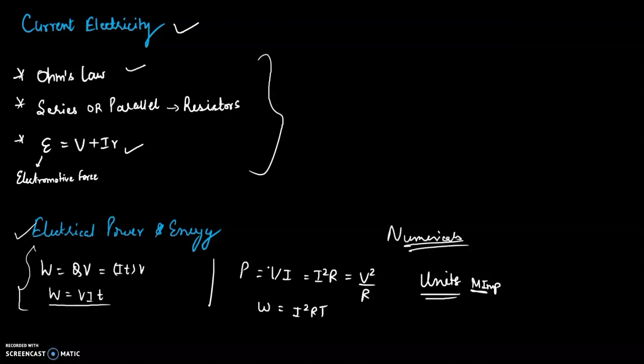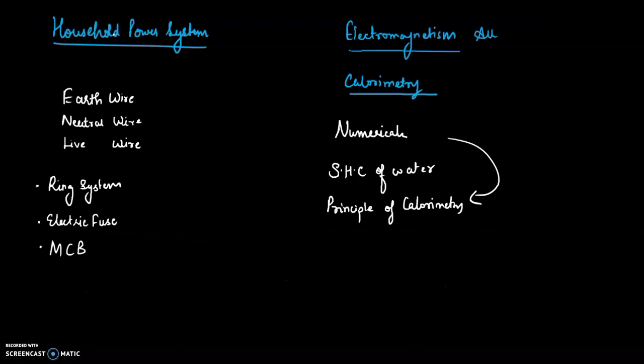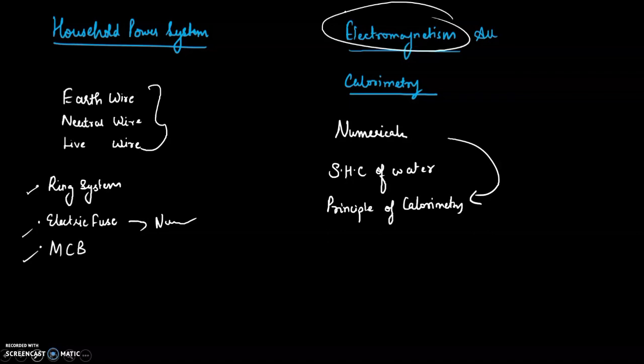Alright, so please mug up and understand all the formulas. P = VI. Then we can replace it with I²R = V²/R. The units are important. Then the work formula in this form is I²RT. Household power system. Here these wires and then the ring system, electric fuse question. Numerical is asked from here. MCB, its definition.